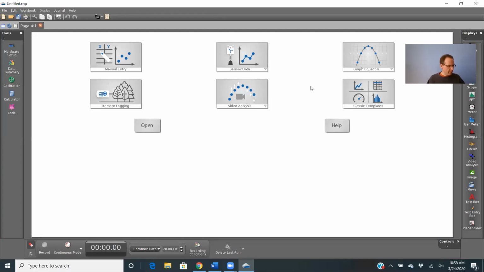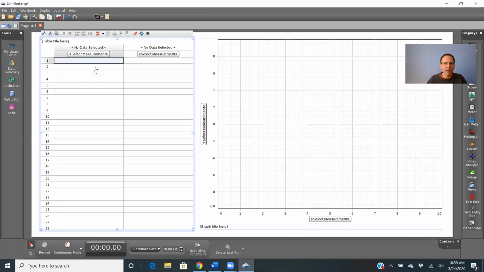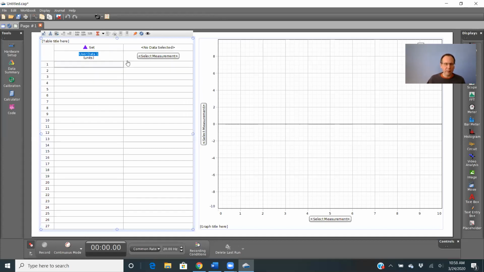Okay, so here is our Pasco Capstone. I want to go to the graph. This is a newer version, but if you go to classic templates, then we'll see the original templates that we're used to. So remember the upper left-hand one with the table and the graph, it's probably the easiest to use. So I'll click on that. Now for measurement, select measurement, go to create new, user enter data, just like we've done before.